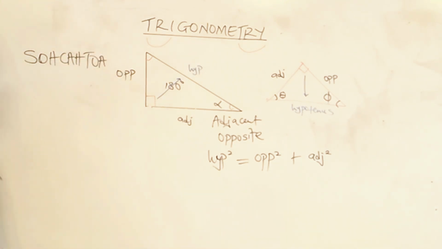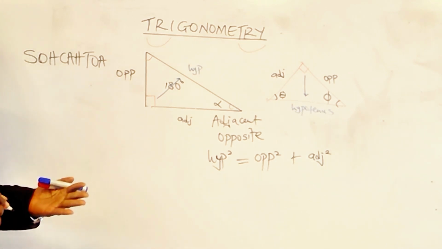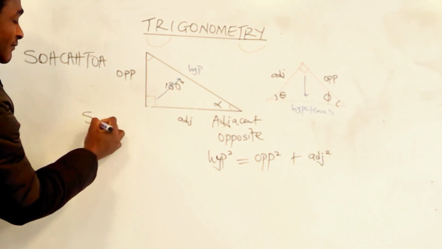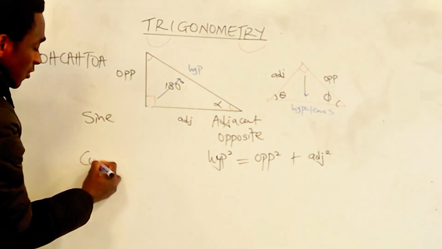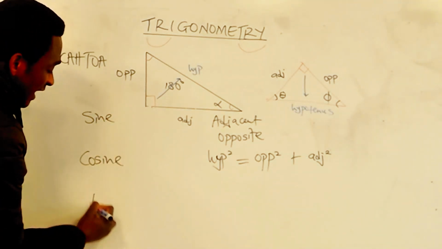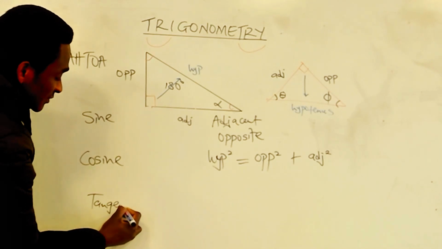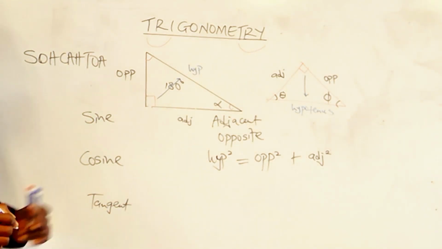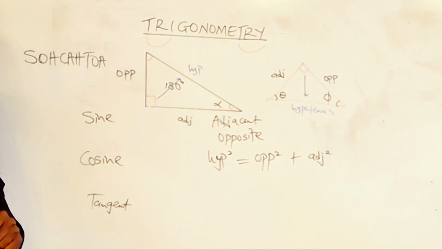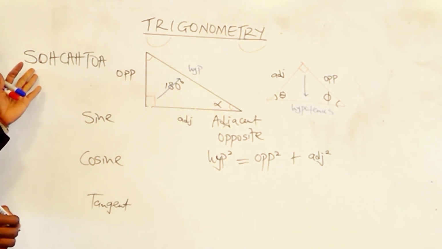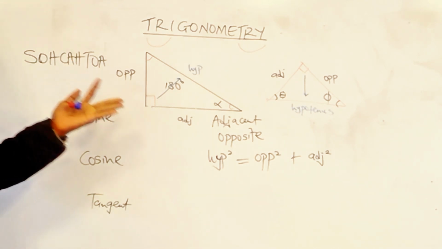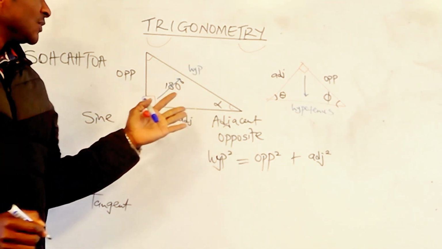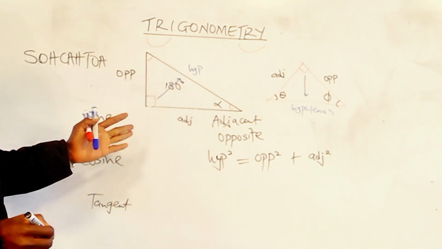SOHCAHTOA means that we have 3 trigonometric identities, which is sine, cosine, and tangent. These are the three identities. And with these three identities, using SOHCAHTOA, we can solve problems involving right-angled triangles.